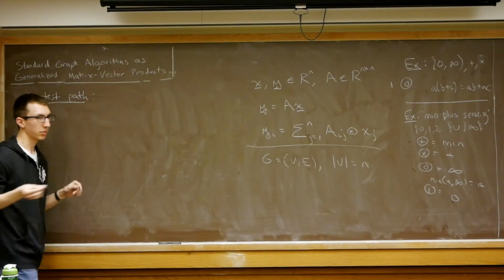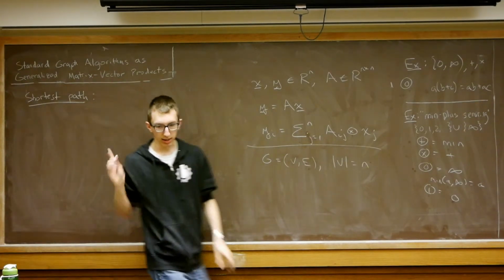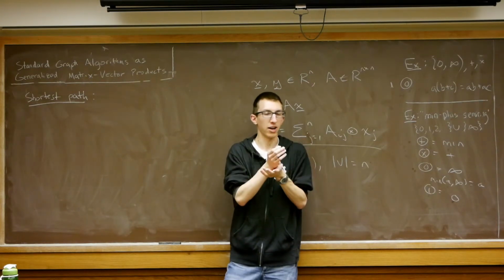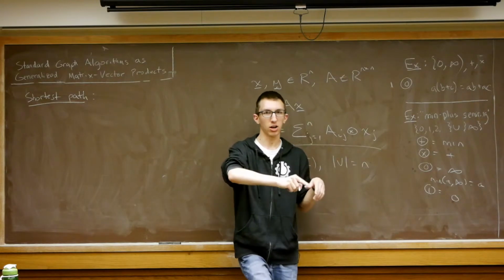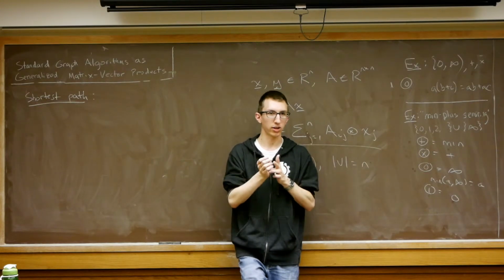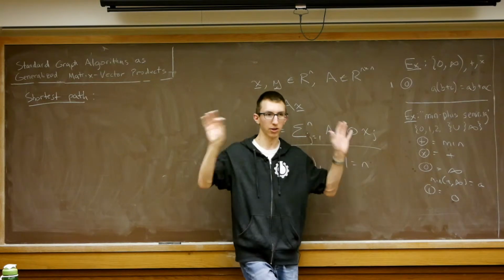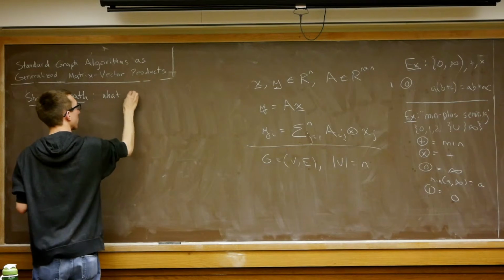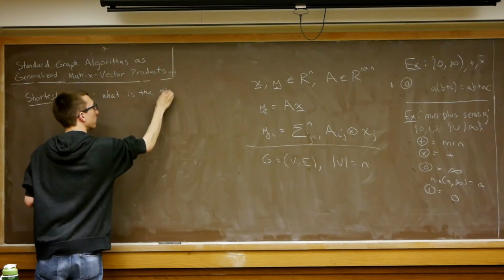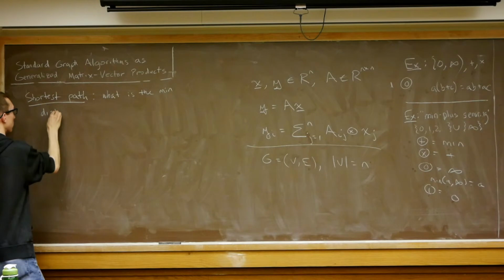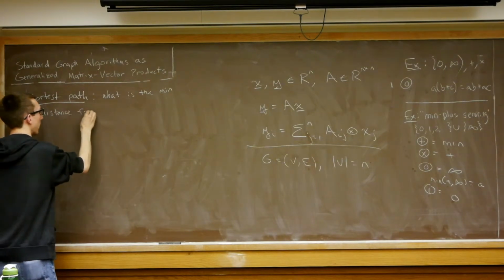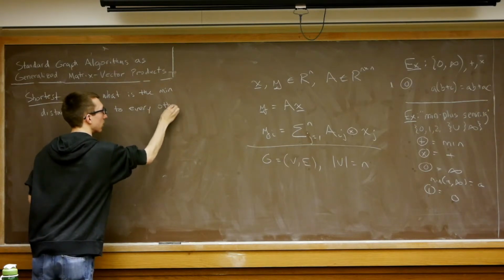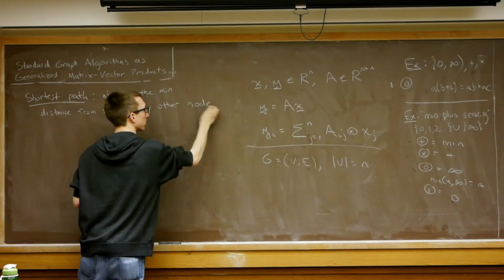So the first graph problem that I asked was the PageRank problem. And now the problem is this. I'm going to talk about the single source shortest path problem, which is I pick one of the nodes, I call it S, that's the source node, and I want to know what is the minimum distance from S to every other node in the graph. So I'll write that down. What is the minimum distance from S to every other node, every other vertex?